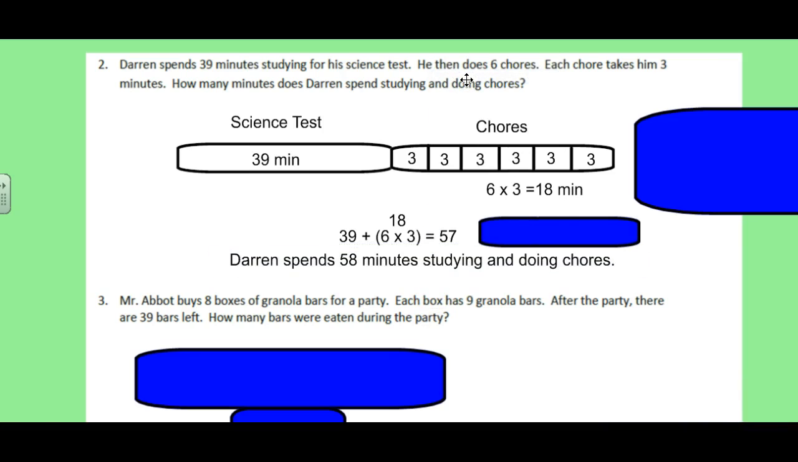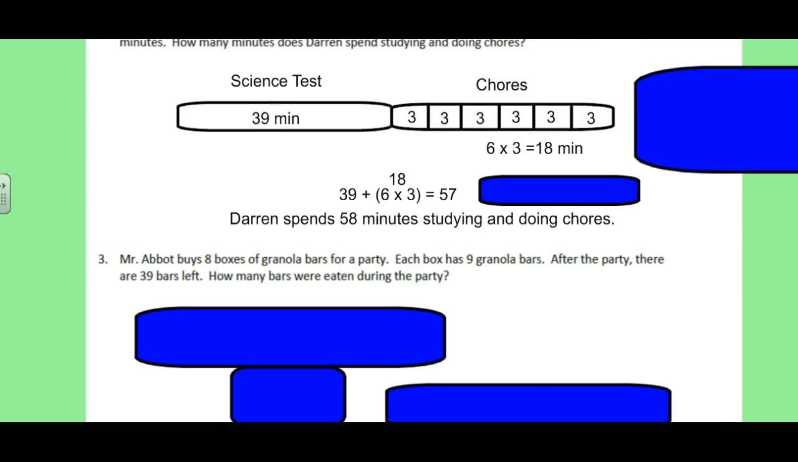So Darren spends 57 minutes studying and doing chores is the sentence that I was looking for. You need to change anything on your problem set before we move to problem 3. Go ahead and do that.